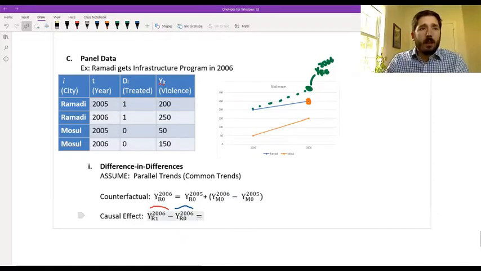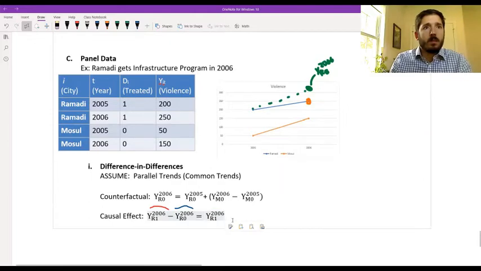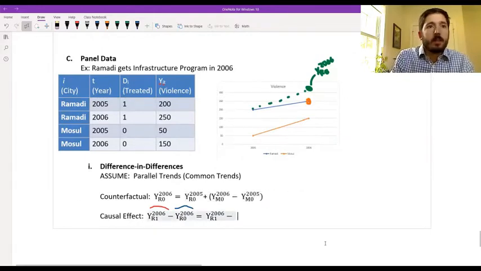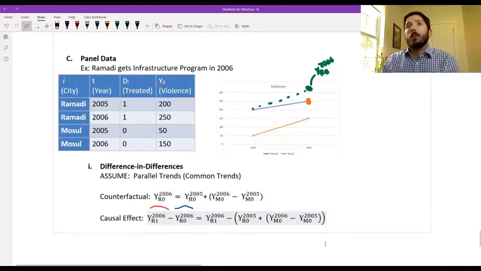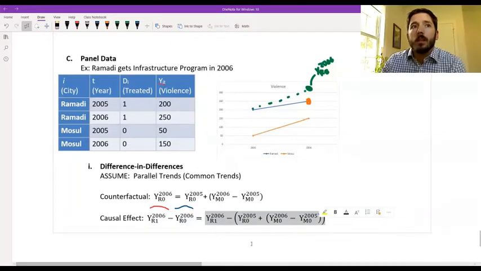And that's going to give us something where we observe the whole thing. We're gonna take this guy and we're gonna subtract this thing out of it. So everything here we observe, and if our assumption is true, that's giving us the causal effect of this treatment.